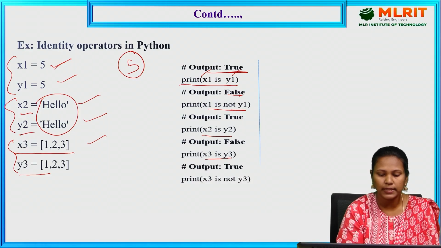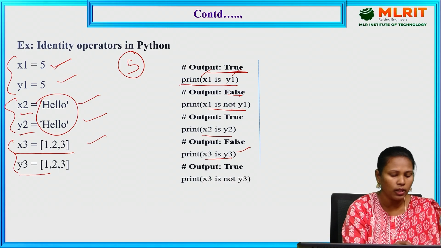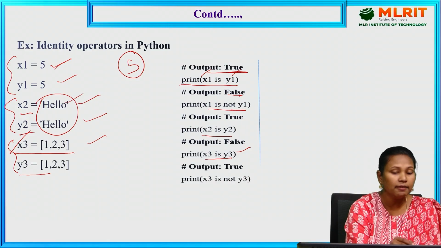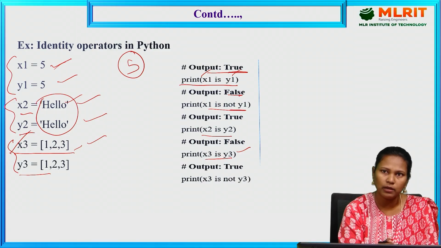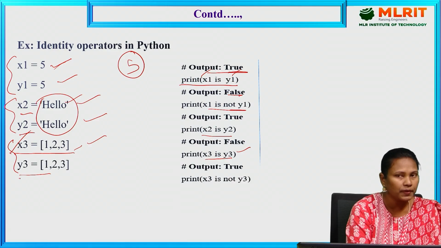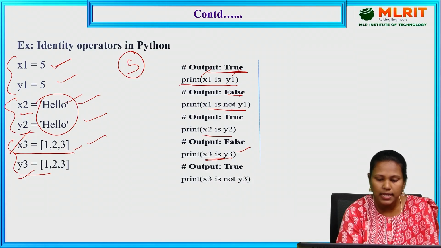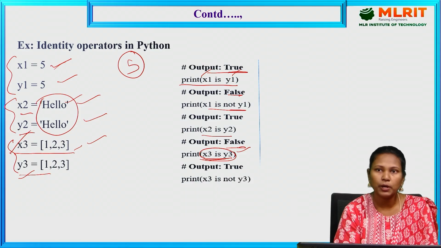x3 is y3 is false, because this is a list representation. Even if all the values are the same, the variables are different. This is a list, containing a list of elements, so here we can update the values and we can delete the values. That's why it is not stored in the same location. The ID, meaning the address of the location, of x3 is different from the address of y3. So they are placed in different locations. That's why x3 is y3 displays false even though the values are the same, because of the list.